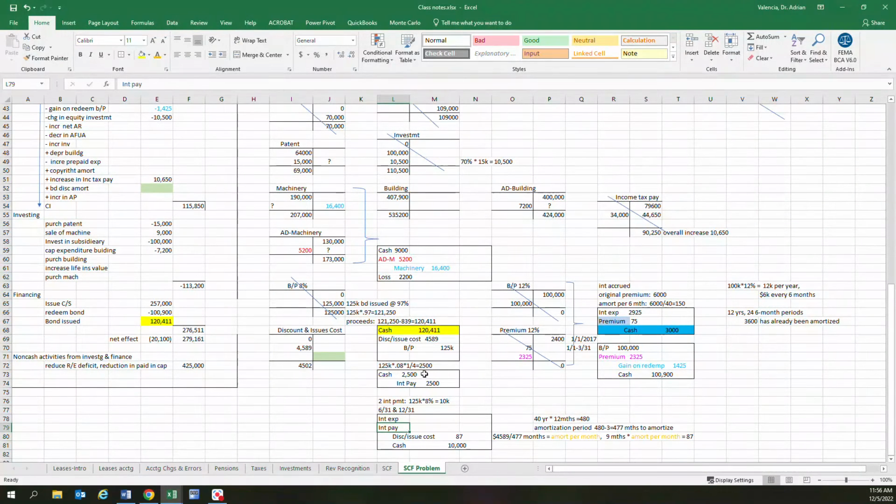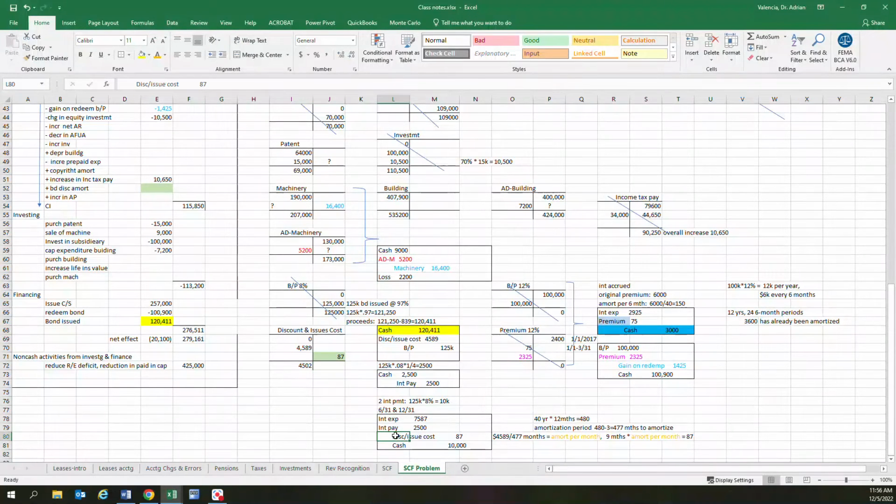Okay, interest payable comes out for $2,500 because that's monies we received ahead of time. And then the difference, that's your interest expense for the period. So that's going to be $75.87. Okay, the bond, the discount amortization amount, that's going to come out, well, let's post it. That would go right here, right? 87.